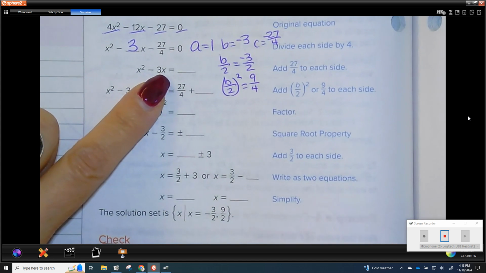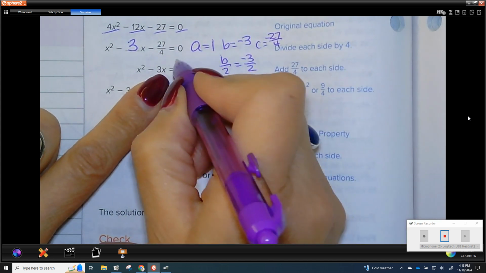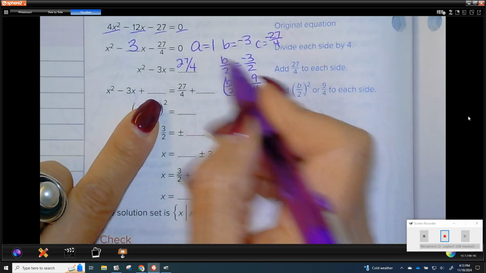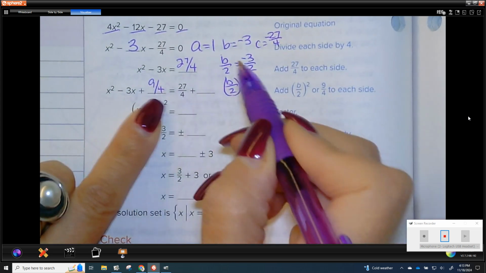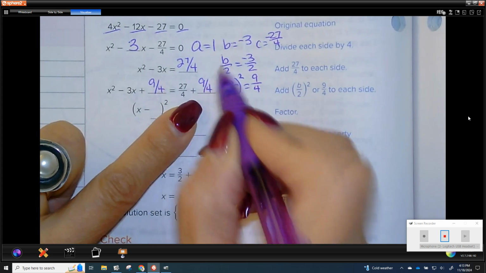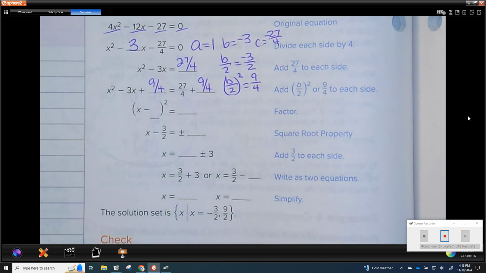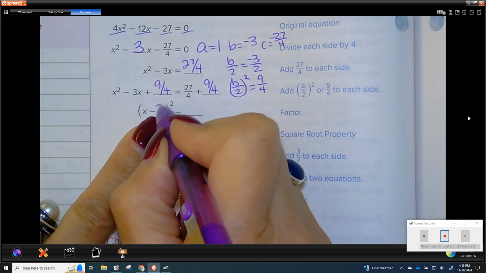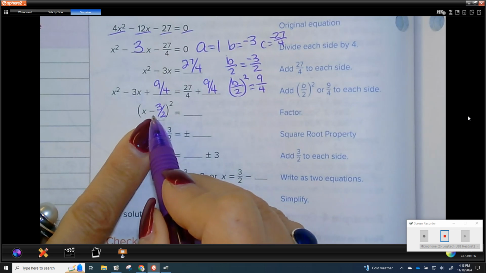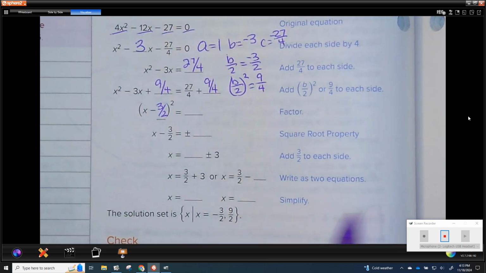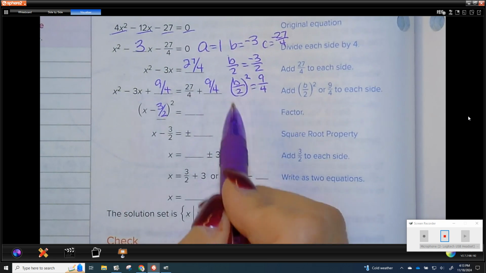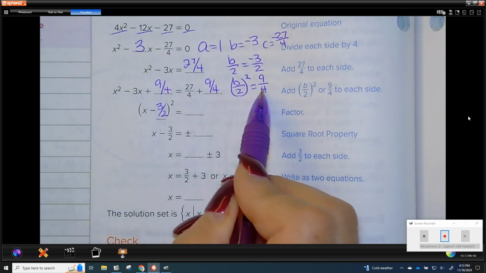So we're going to add the 27 over 4 to move it to the other side. We're going to add in our B squared, 9 over 4. Add in 9 over 4. See, these are both over 4, so they have a common denominator. This factors to the half of B, negative 3 halves. They already had the negative there, so I put the negative. So your factors is the half of b. Your c, your new one that you add on, is that one.